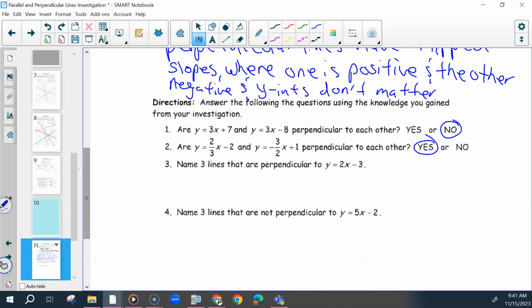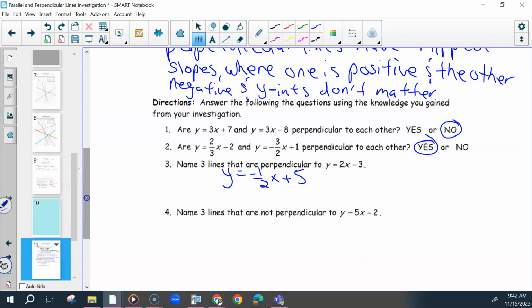I need 3 different people who didn't give one before to give me an example of a perpendicular line to this one: y equals 2x minus 3. If no one gives one, I will call on someone. Y equals negative 1/2 x minus 5? Would it be positive 1/2? No. So negative 1/2 x plus 5. Okay, so this would be perpendicular to this. The slopes are flipped, one is negative, and the y-intercept doesn't matter.